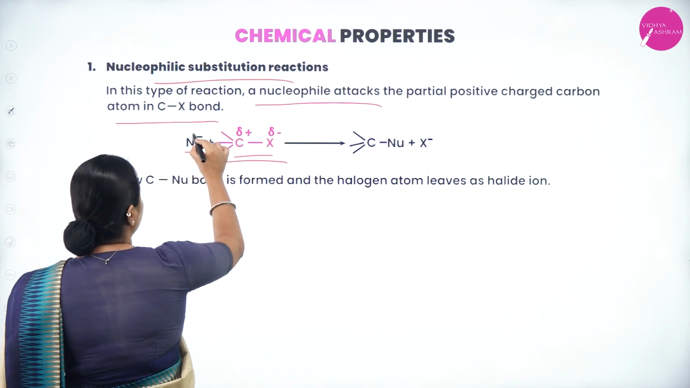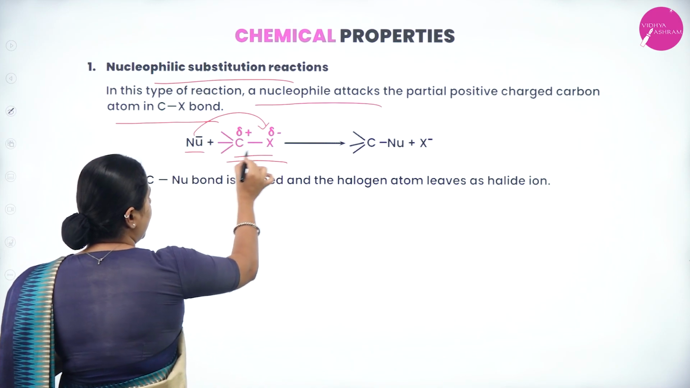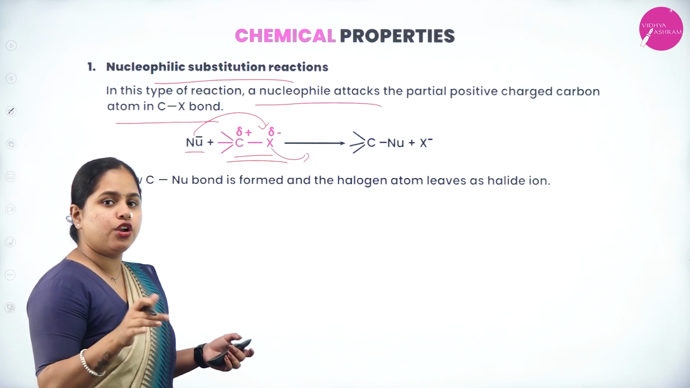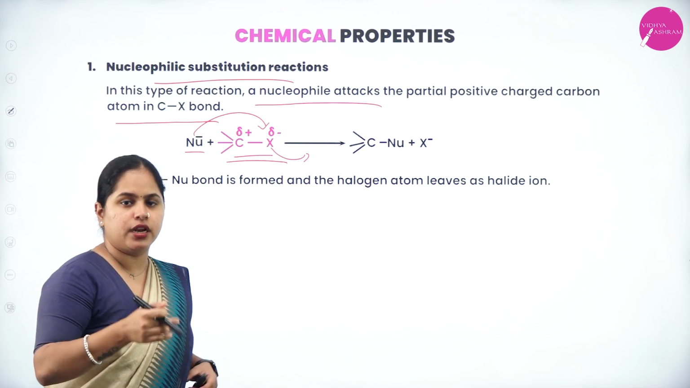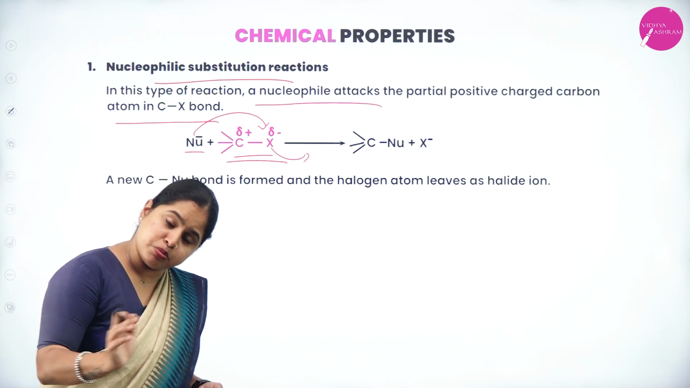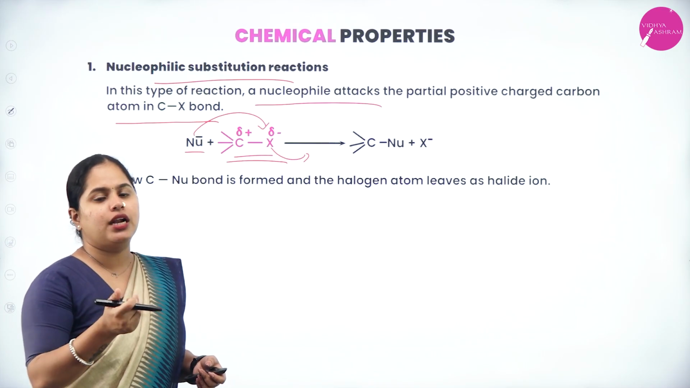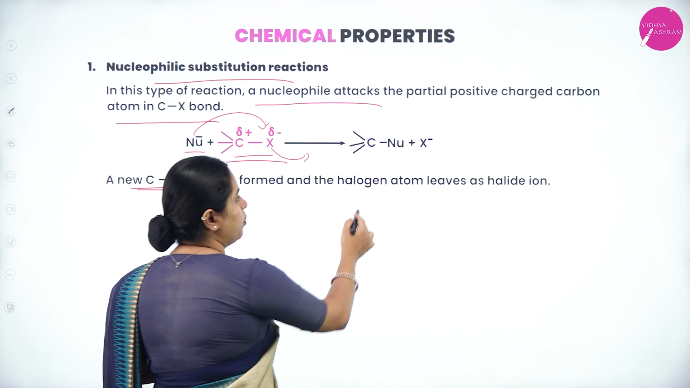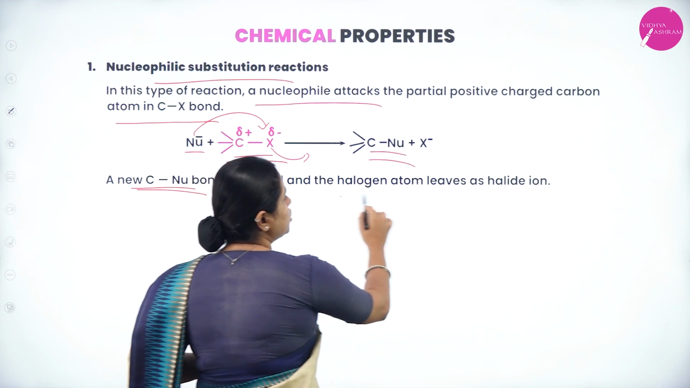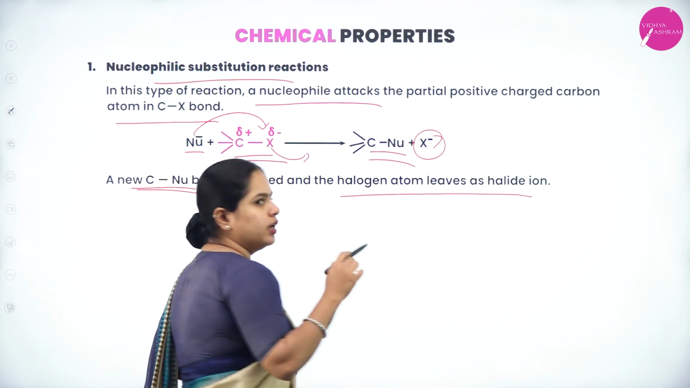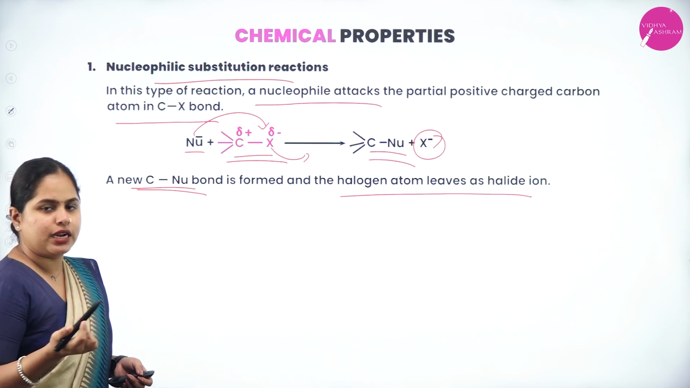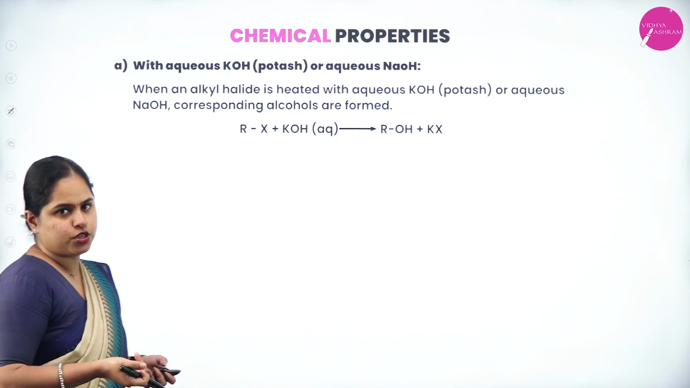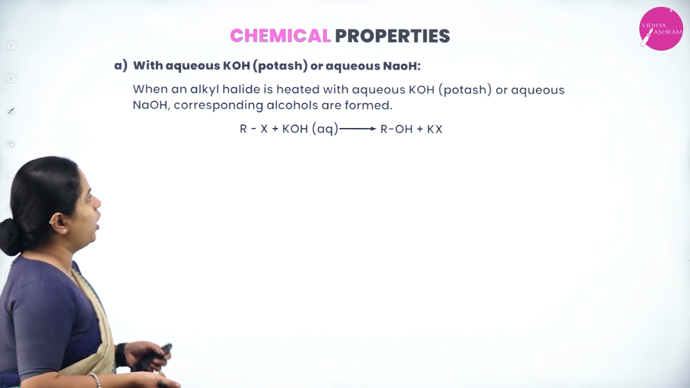Now what happens? The nucleophile will attach to the carbon atom and the halogen atom will be removed. That means instead of halogen, the nucleophile will attach there. The halogen atom is substituted by a nucleophile, so it is called a nucleophilic substitution reaction. A new carbon nucleophile bond is formed, and the halogen atom leaves as a halide ion, X minus. Clear?